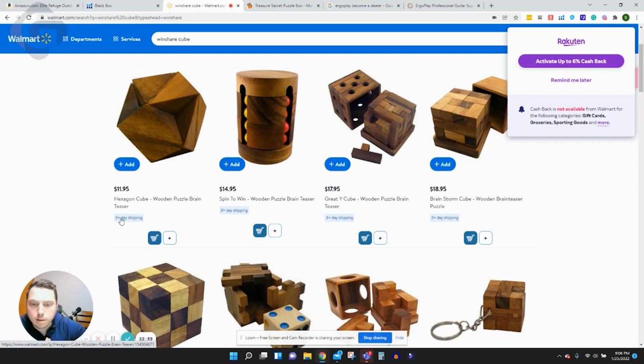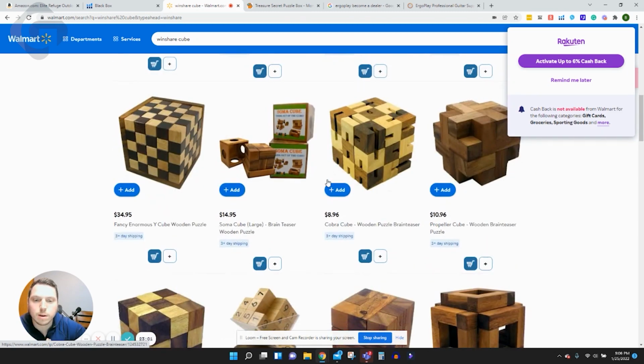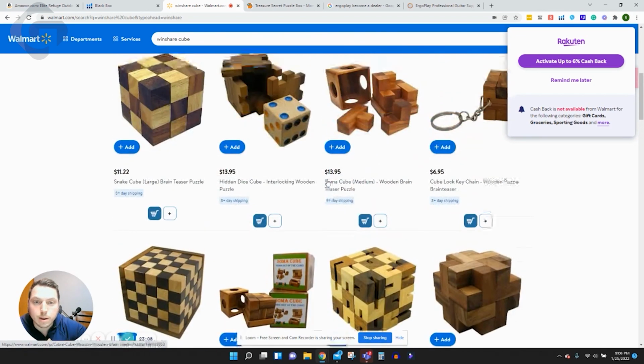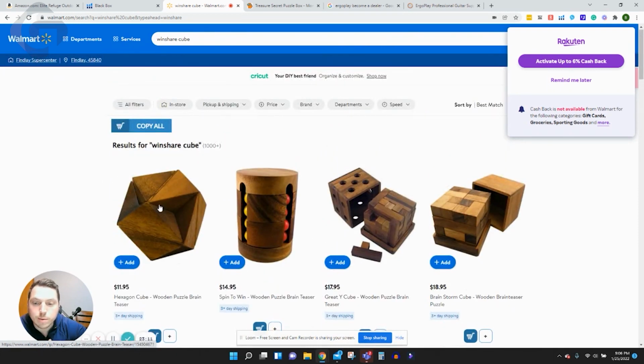You want to see 3+ day shipping. That means it's not necessarily in a warehouse either. Potentially they have their own warehouse, or they're just shipping it from whatever arrangements they have.